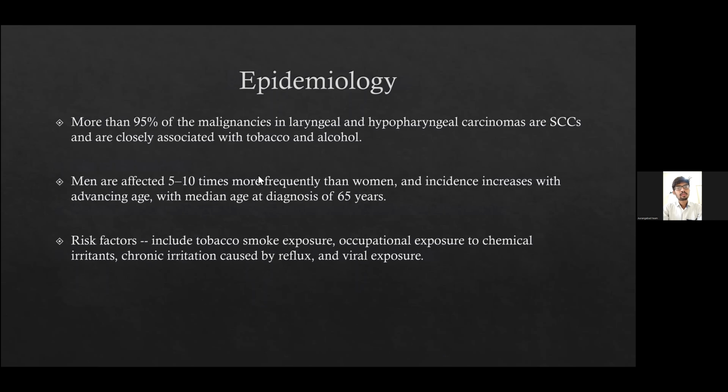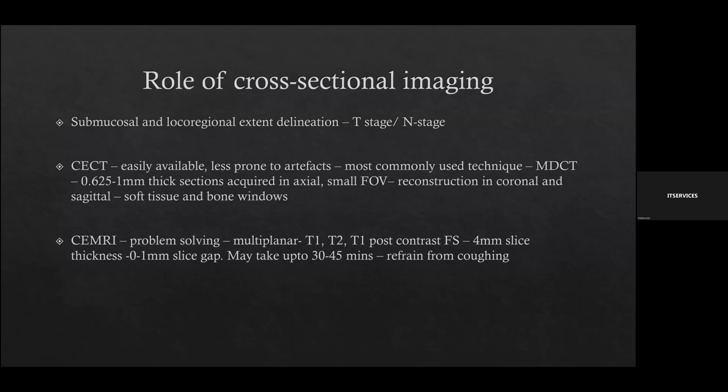So let's start. More than 95% of the malignancies in the laryngeal and hypopharyngeal carcinomas are SCCs, and they are closely associated with use of tobacco and alcohol, as we all know. Men are affected 5 to 10 times more frequently than women, and the incidence increases with advanced age, and a median age of diagnosis is around 65 years. The risk factors for development of the carcinomas of these regions include tobacco exposure, smoke exposure, occupational exposure to chemical irritants, and chronic irritation caused by reflux and virus. So let's start with the radiology part.